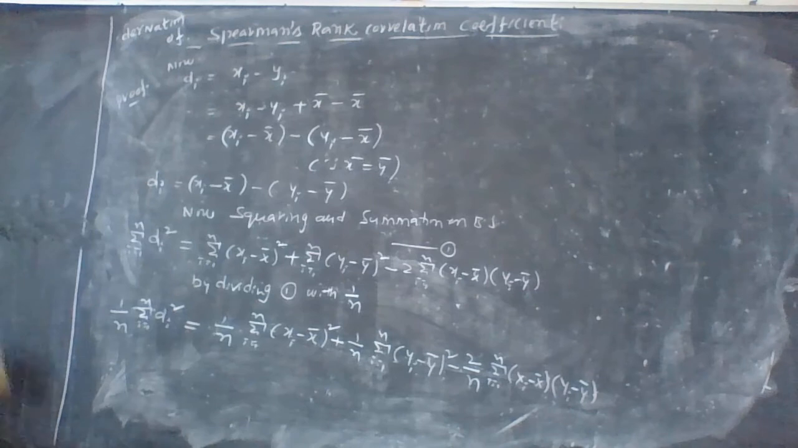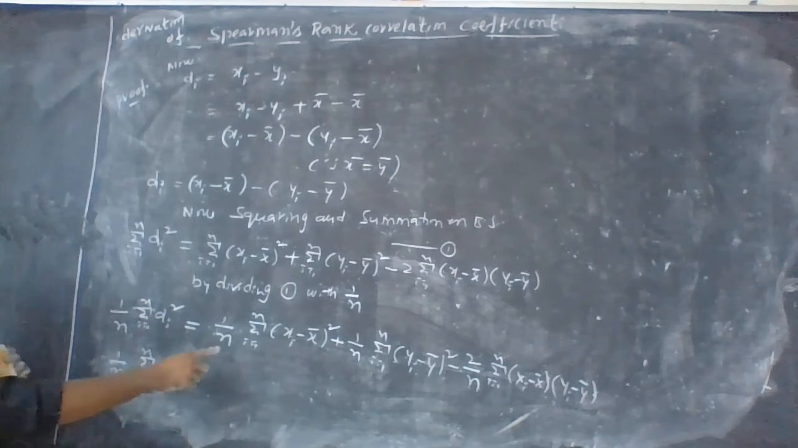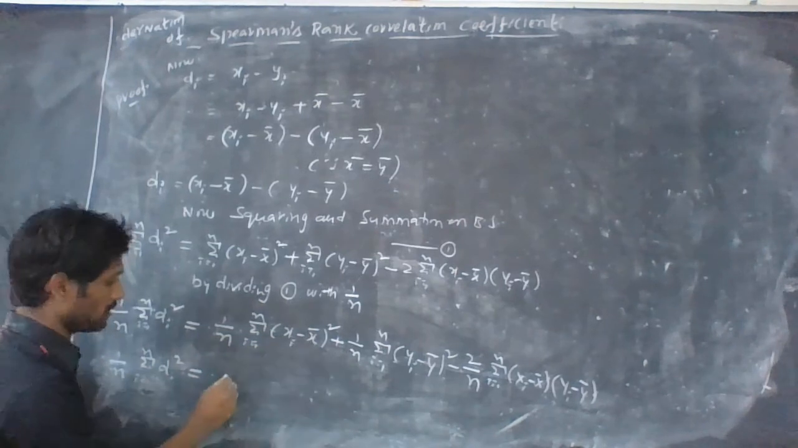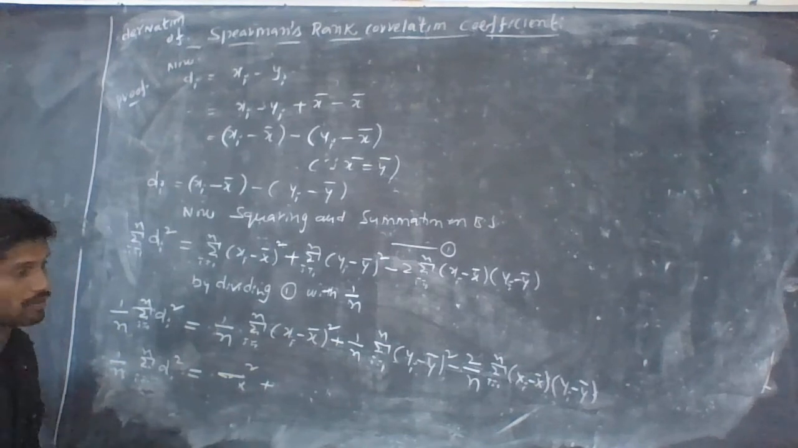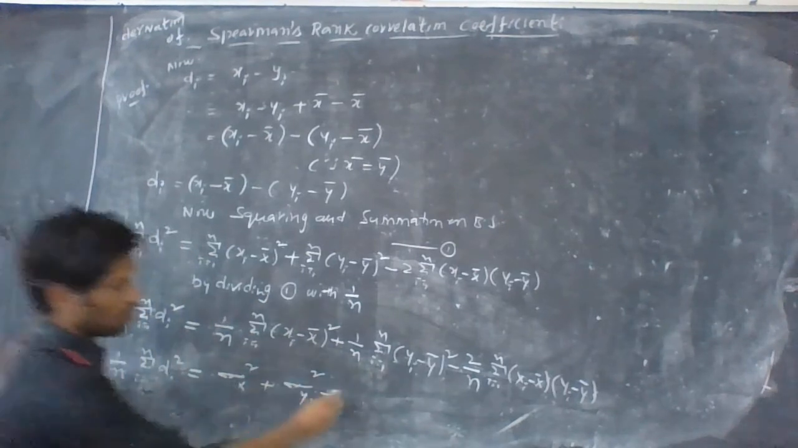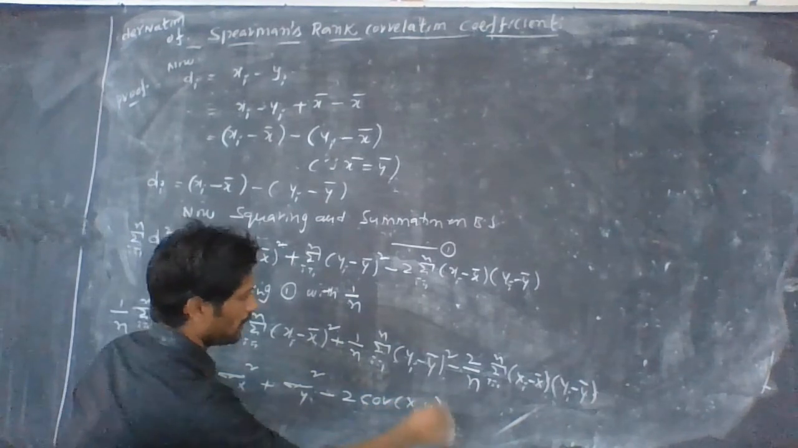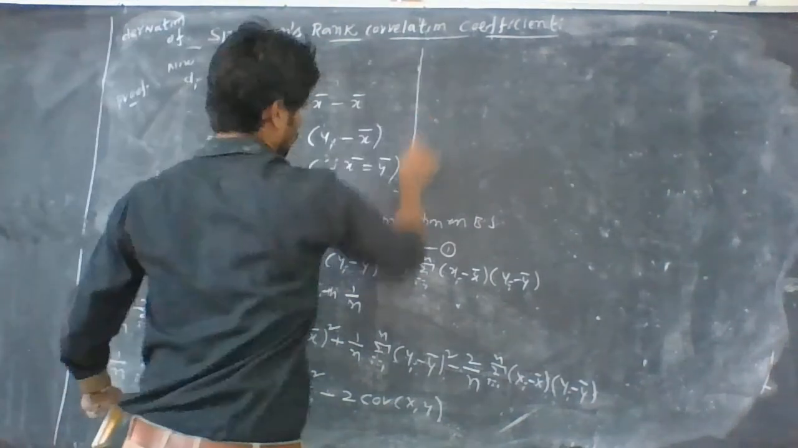Now 1 by n summation di square. This is the formula of variance. 1 by n summation i equals 1 to n of (xi minus x bar) whole square means sigma square x. 1 by n summation i equals 1 to n of (yi minus y bar) whole square means sigma square y, minus 2 into covariance of x comma y. So this is 1 by n summation di square.